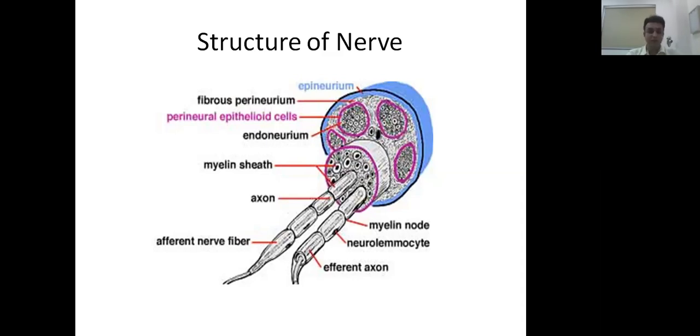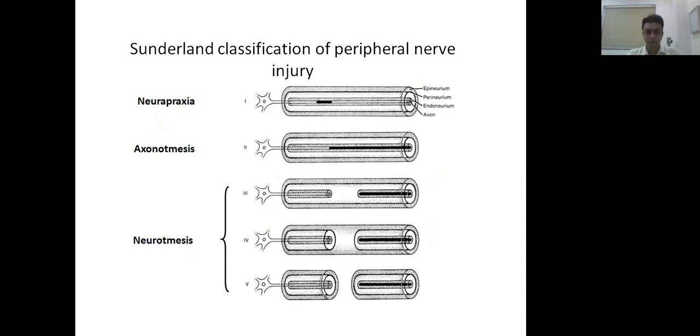Why are we learning this? Because if there is a nerve injury, the injury is classified according to these layers of the nerve. So the Sunderland classification says there are 5 different levels of nerve injury, and ultimately they are known as neuropraxia, axonotmesis and neurotmesis. So the 5th grade is where there is a complete transection of the nerve, no continuity.